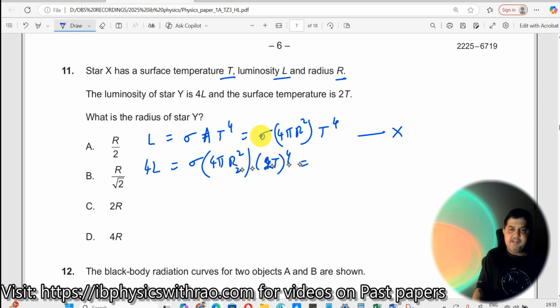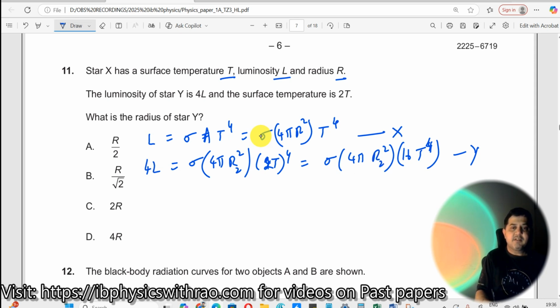If I simplify this, I get sigma into 4 pi into R2 square multiplied by 2 to the power 4, which is 16, so 16 T to the power 4. This is for Y over here. Now what do I need here? I need this R2, so I make it the subject.